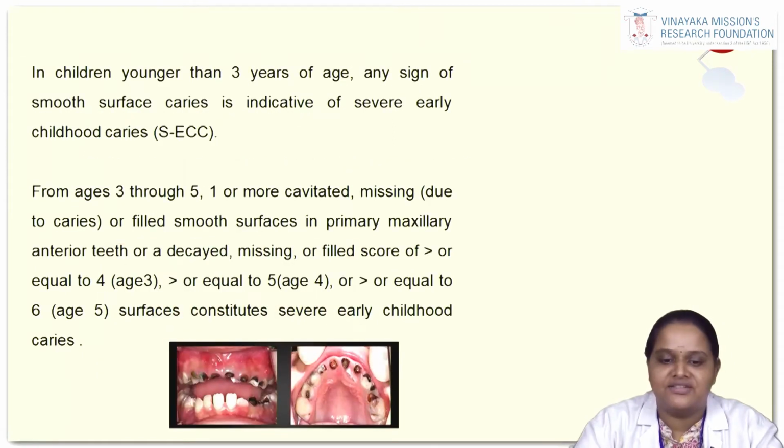In children younger than 3 years of age, any sign of smooth surface caries is considered as SECC, that is severe early childhood caries. From ages 3 through 5, one or more cavitated, missing due to caries, or filled smooth surfaces in primary maxillary anterior teeth, or a decayed, missing or filled score of greater than or equal to 4 for the age of 3, greater than or equal to 5 for the age of 4, greater than or equal to 6 for the age of 5 surface constitutes severe early childhood caries.